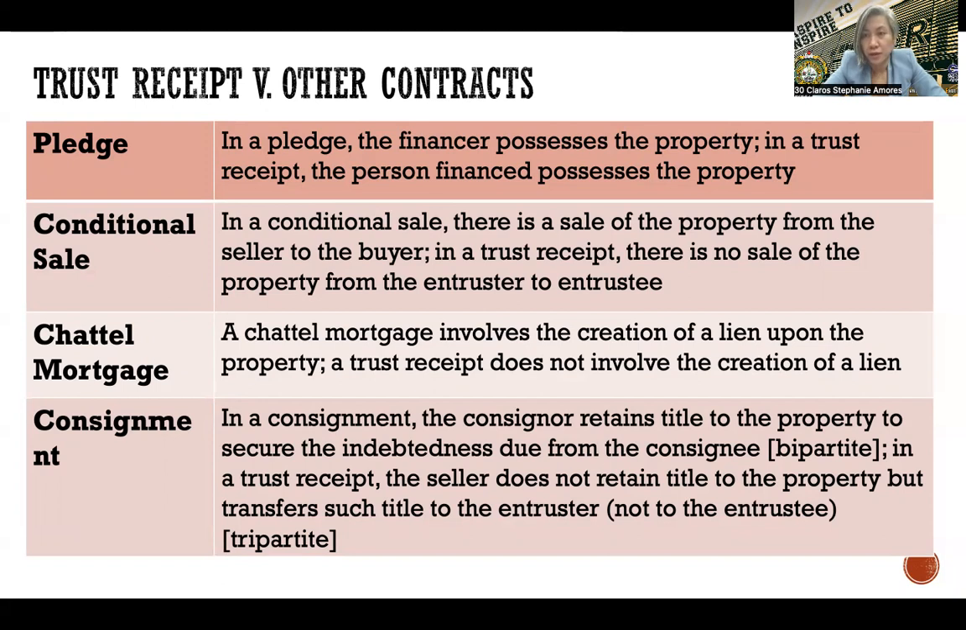How about a trust receipt transaction and a conditional sale? In a conditional sale, there is a sale of property from the seller to the buyer. But in a trust receipt, there is no such sale of the property from the entruster to the entrustee. In a chattel mortgage, it will involve creation of a lien upon the property. However, the trust receipt will not involve creation of a lien on the goods, documents, or instrument, which is the subject matter of the trust receipt. Because in fact, the entrustee is obligated to sell whatever is the subject of the trust receipt.